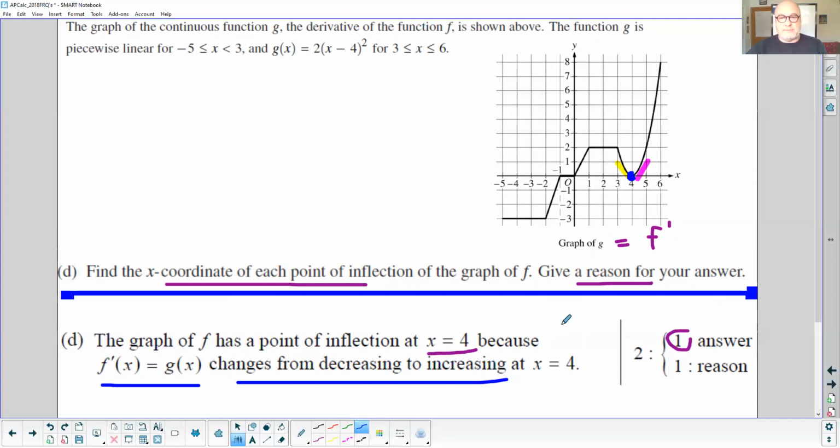No other times will that happen. Increasing, increasing, increasing, increasing. Okay, so now we go decreasing to increasing. So therefore, since f prime changes from decreasing to increasing, your slope of the tangent line will change signs at that point. So then that's kind of your answer.